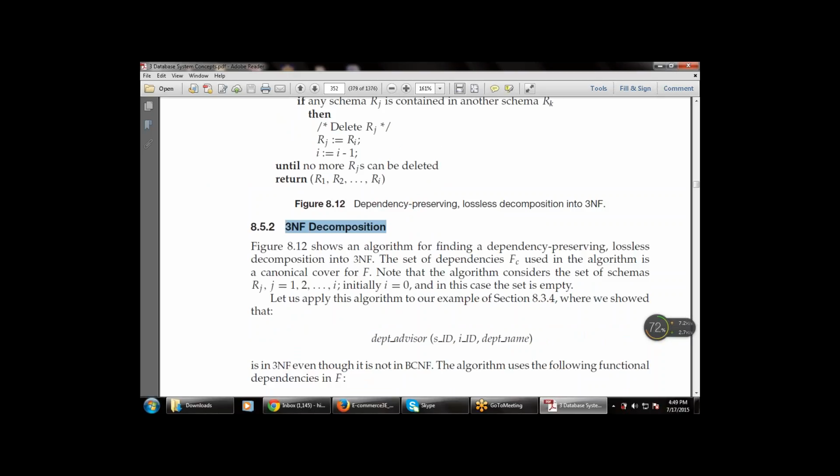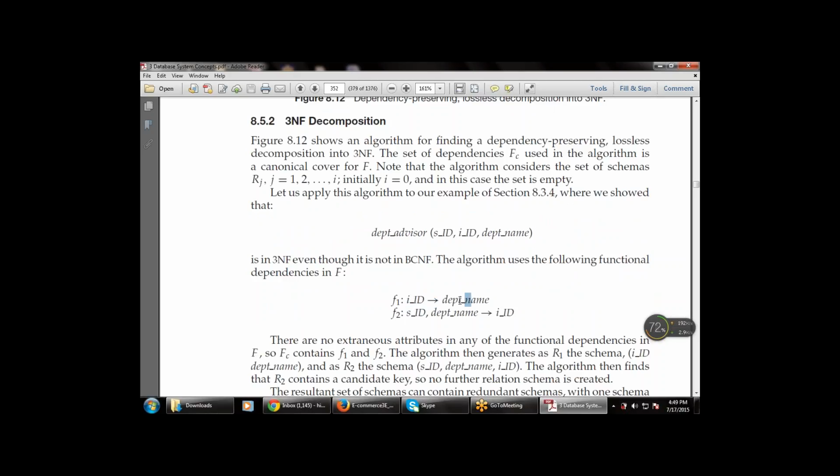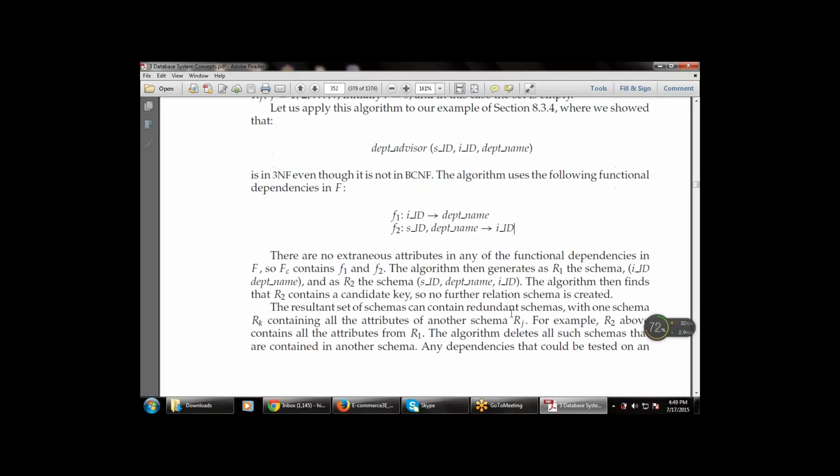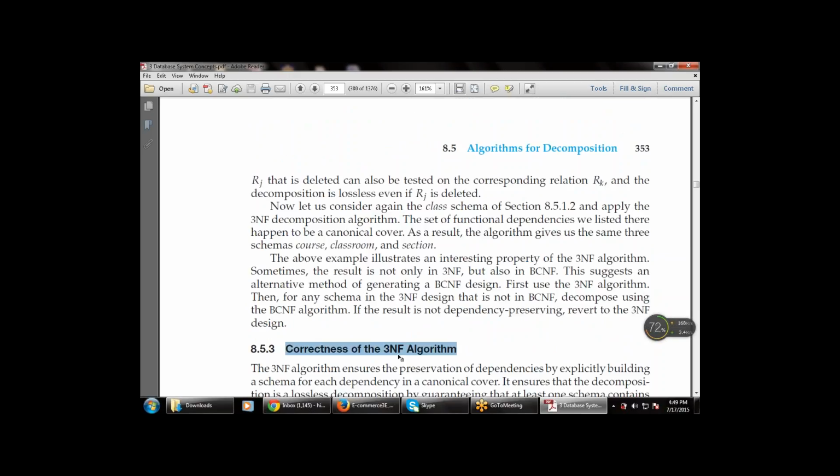Note that the algorithm considers the set of schemas that start with R1, then R2, till Ri. Initially i equals 0, and in this case the set is empty. Now let us apply the algorithm to the example where we showed that the department advisor schema (SID, IID, department name) is in 3NF even though it is not in BCNF. So what are the dependencies used? ID determines department name, and SID, department name determines ID.